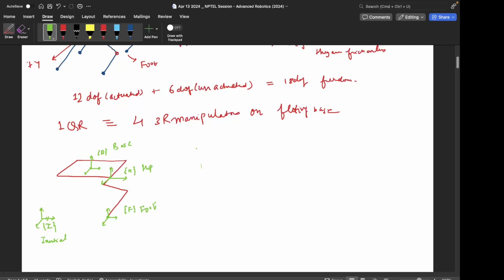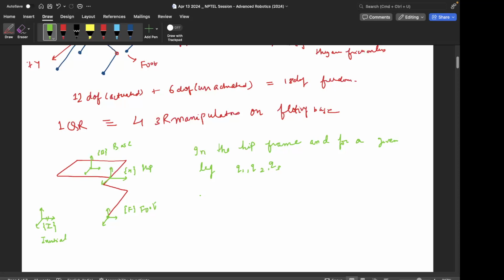Now in the hip frame, and for a given leg, so we are just looking at one leg, and we are sitting at the hip frame of that leg. So we have 3 angles, right? We have the 3 joint angles, Q1, Q2, Q3, right?